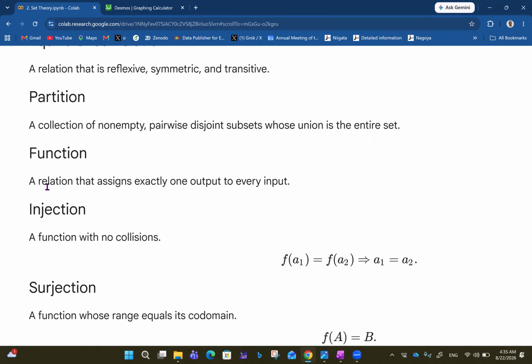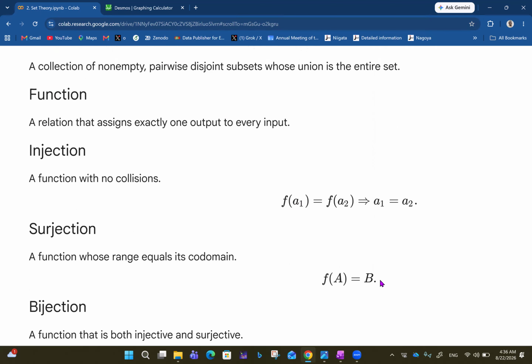Then you have a function. A relation that assigns exactly one output to every input is called a function. Then injection: a function with no collisions, that is, f of a1 is equal to f of a2 implies a1 is equal to a2. So no two elements in the domain are mapped to the same element in the codomain. That's injection.